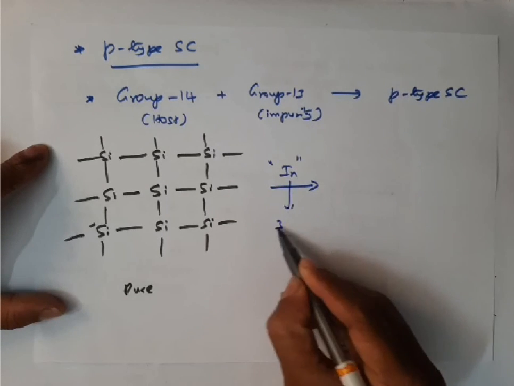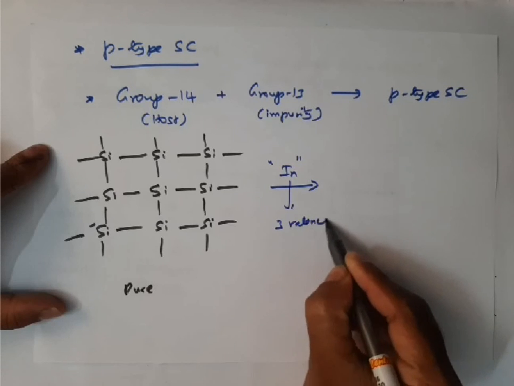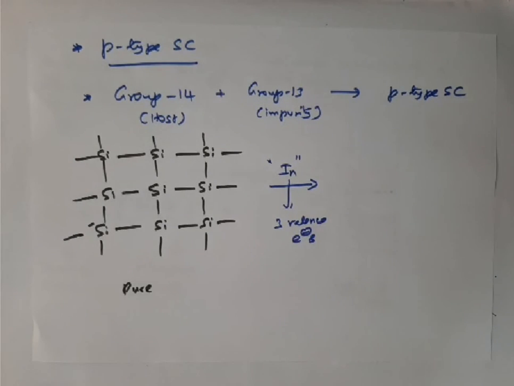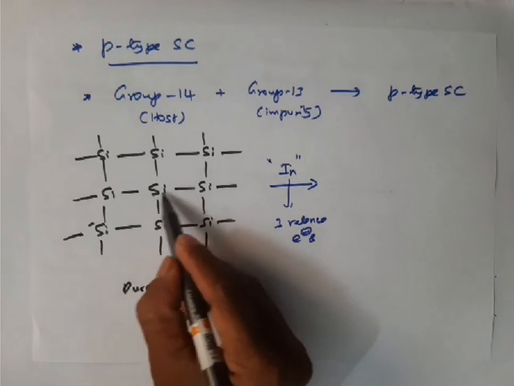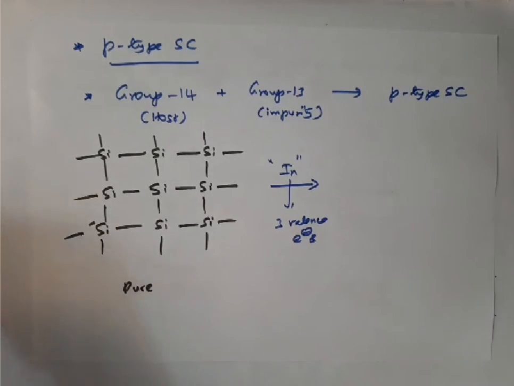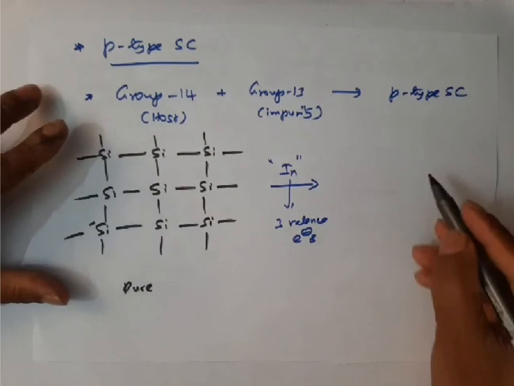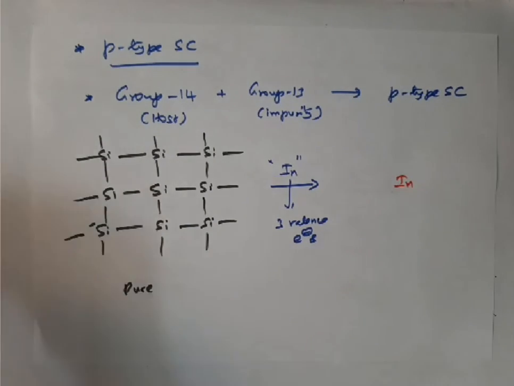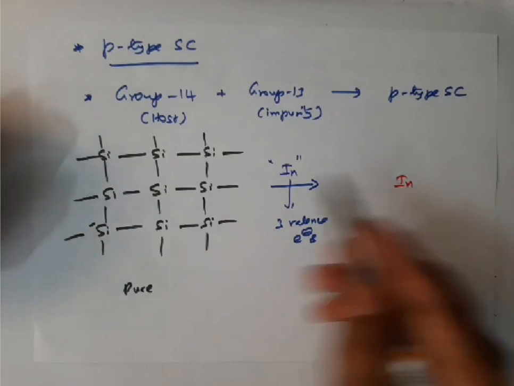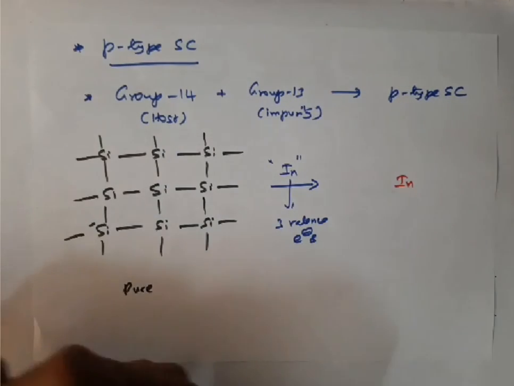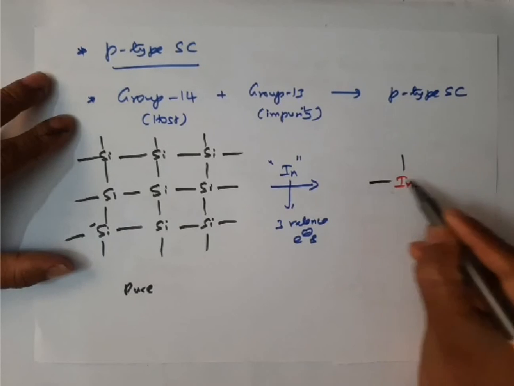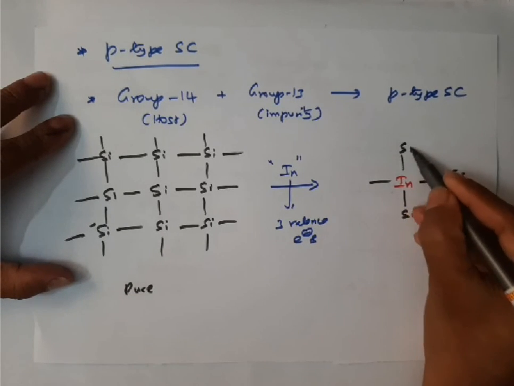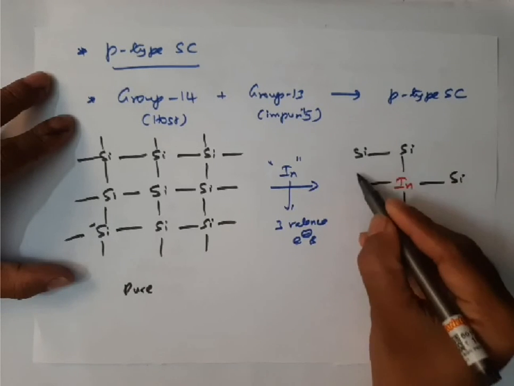Indium has only 3 valence electrons. Students, listen carefully. Indium has only 3 valence electrons. So if I replace silicon by indium, what will happen? In the place of silicon, I'll put indium. Only a few silicon atoms are replaced, and the remaining crystal exists as such. The crystal structure should remain as such.